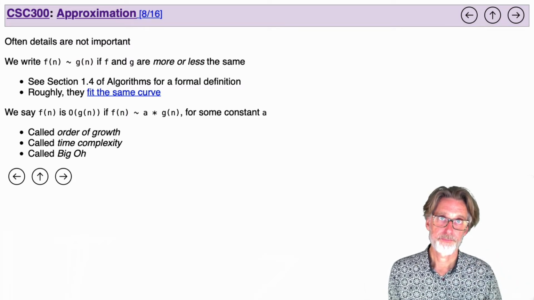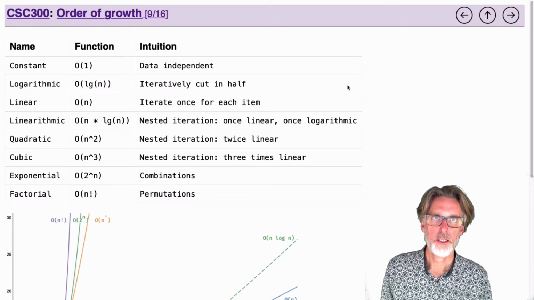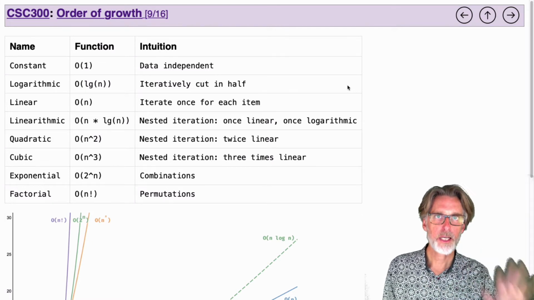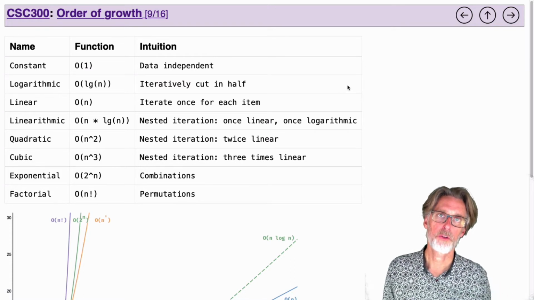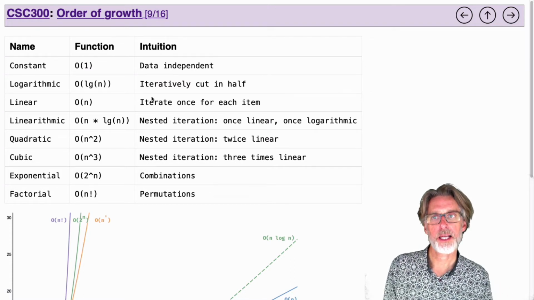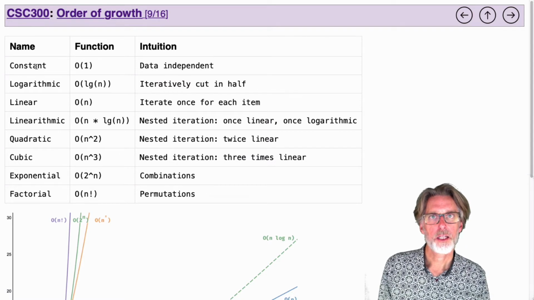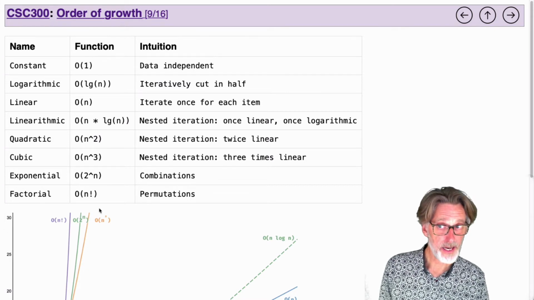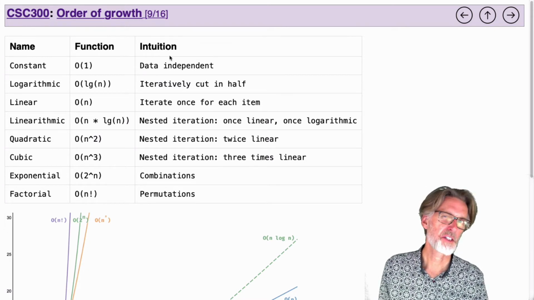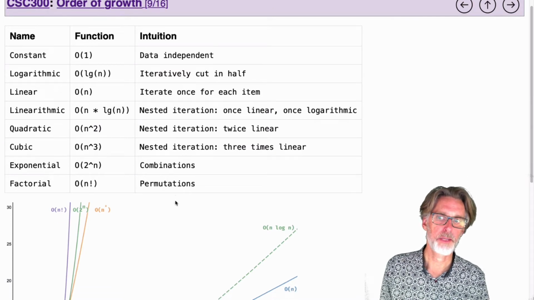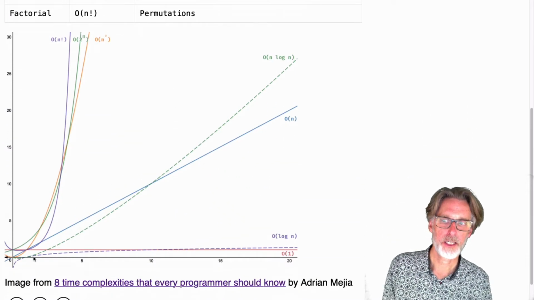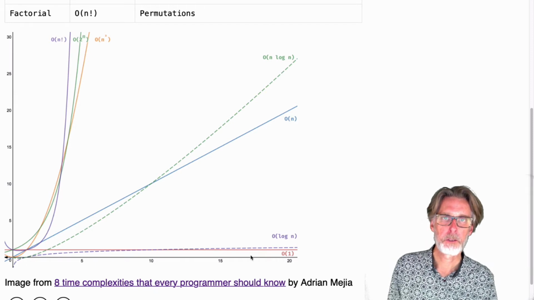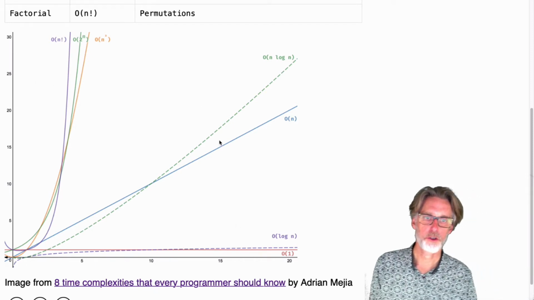Fortunately for us, most of the algorithms that we care about fall into a few categories in terms of their order of growth. If you know these 8 categories, you'll be pretty much set. In this table, I'm going to name the category, indicate what the mathematical function is, and give you some intuitions about what it means. And down here, I've taken a plot from this paper showing these various functions.